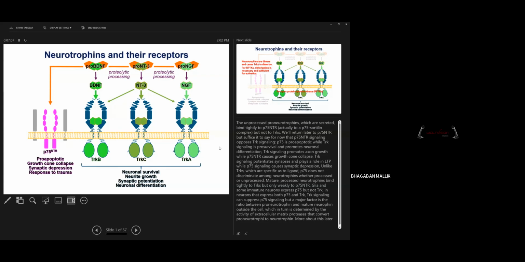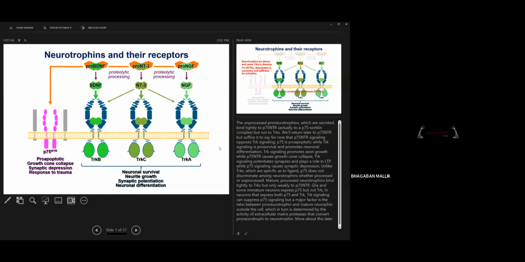Specifically, the pro BDNF acts on this receptor, P75NTR. So BDNF will not act on this. The pro BDNF will act on this, and it acts as a pro apoptotic molecule. I'll talk about in the future slides that this receptor has an important role for neuronal survival, for selection of the target neuron and all these things. We'll cover the role of P75 NTR when we go through this lecture.